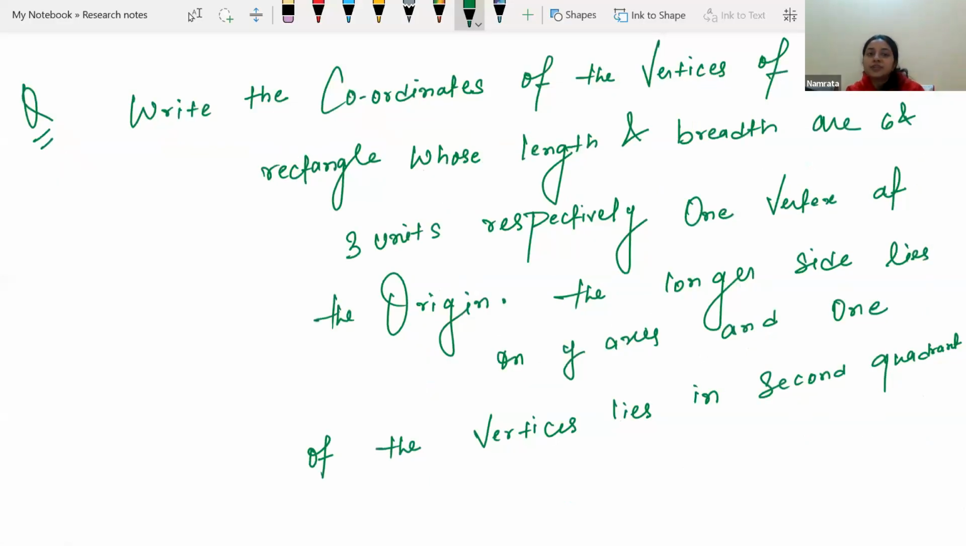Please try it, everyone. Then only you will be able to understand whether your concept is clear in the coordinate geometry chapter. Only then will you be able to do this question. We will have a detailed explanation of this question, but before that, please try it at least once.